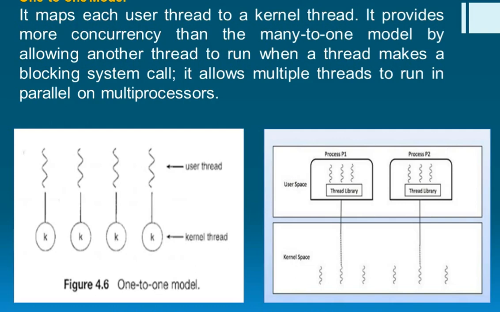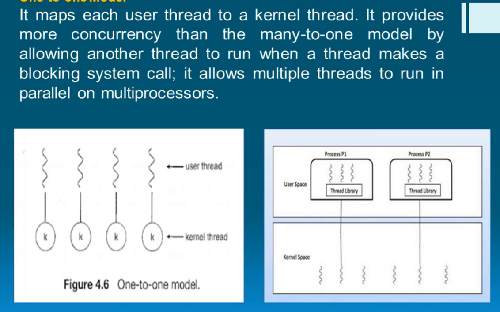Second one is the one-to-one model. It maps each user thread to a kernel thread. It provides more concurrency than the many-to-one model by allowing another thread to run when a thread makes a blocking system call. It allows multiple threads to run in parallel on multiprocessors. So they are separated, not crowded together. So we have one kernel thread for each user thread.